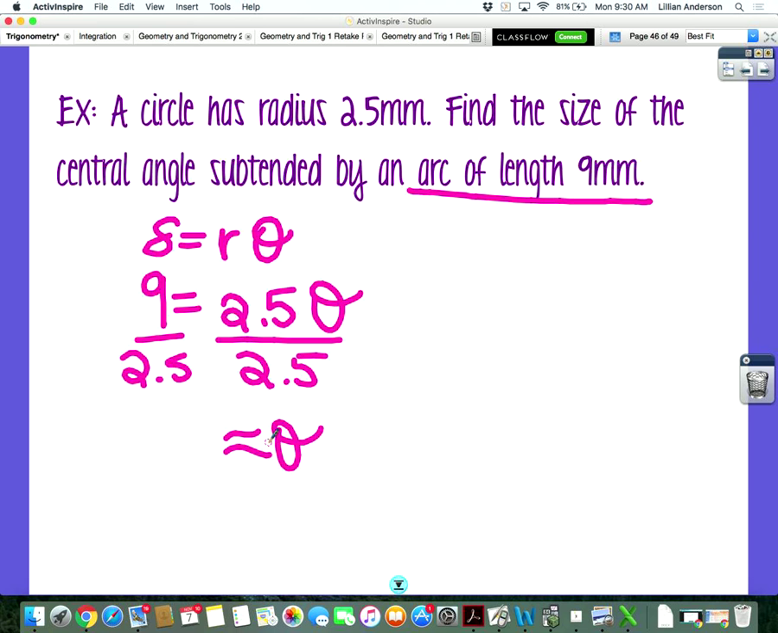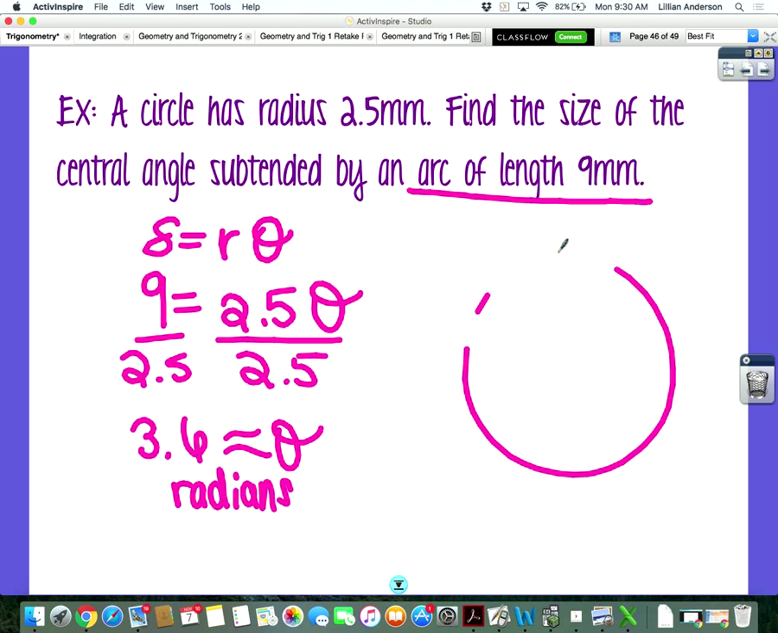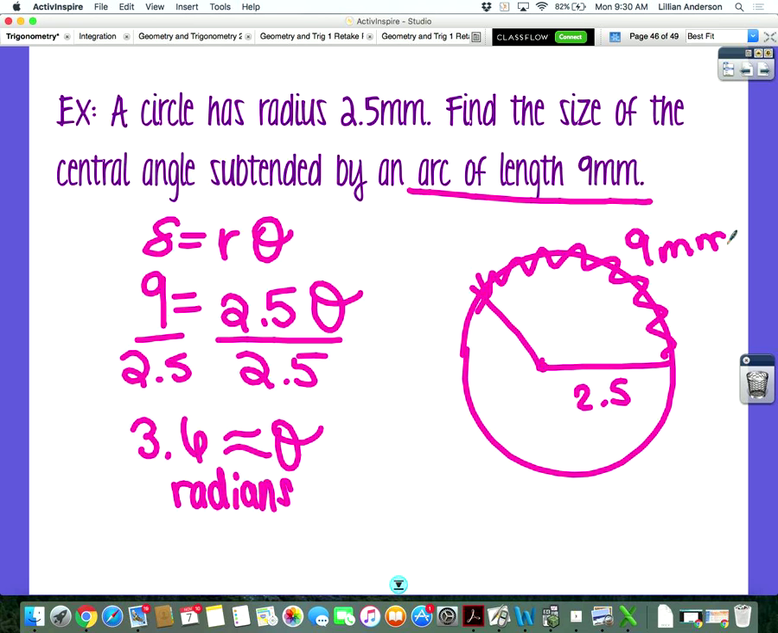So what is theta? 3.6. Now realize that that is in radians. Okay, so that's 3.6 radians. So if you wanted to look at a visual picture of this, you have a radius of 2.5. You have the arc, which is 9 millimeters, and then there you go, your angle is 3.6. That's what it would look like. There was a picture associated.